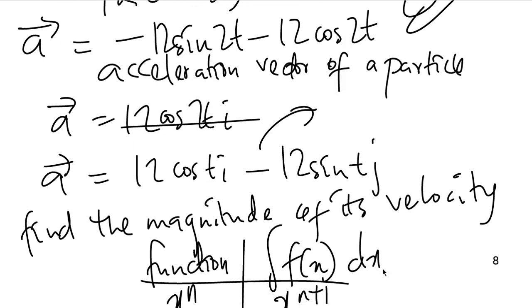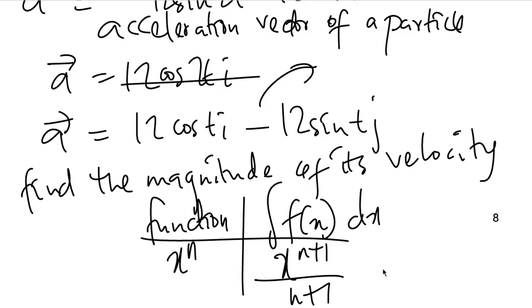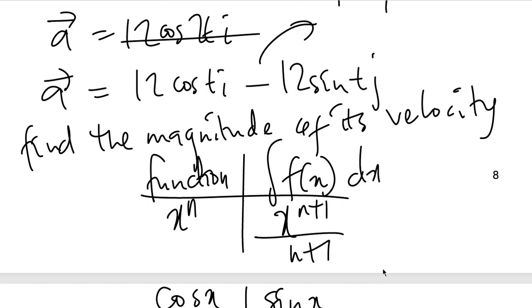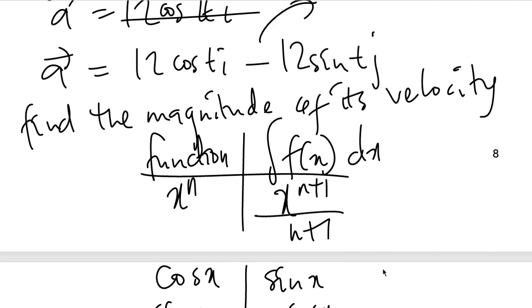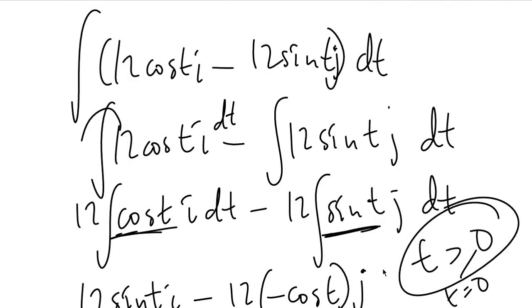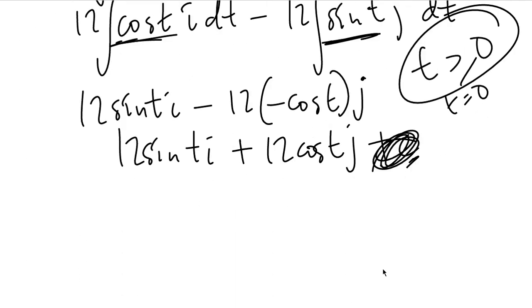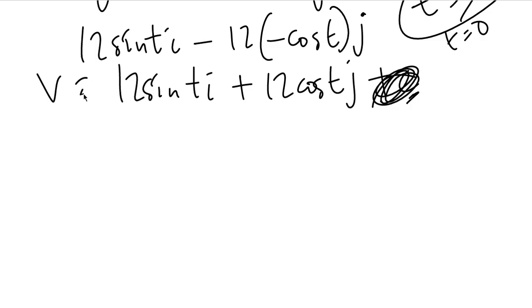It says that the acceleration vector of a particle A equals 12 cos t i minus 12 sin t j for t greater than or equal to 0. Find the magnitude of the velocity. So this is the velocity vector. In order to get the velocity, what is it going to be? You know how to get the magnitude of vectors, right?